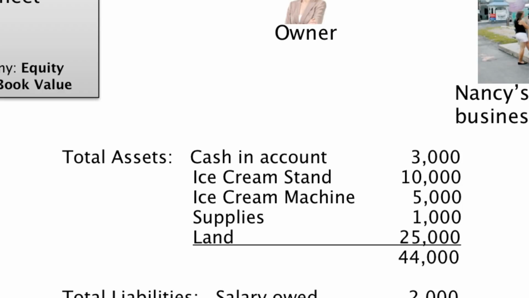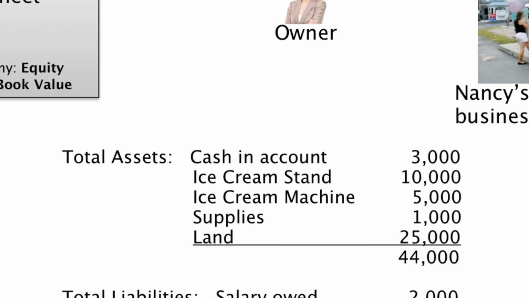Her ice cream stand, let's just say the ice cream stand is worth $10,000. Let's say she has a real fancy ice cream machine inside and it's worth $5,000. The supplies that she has on hand right now is $1,000, and the land that she bought to put her little ice cream stand on is $25,000. So when we sum up those assets, it's $44,000.